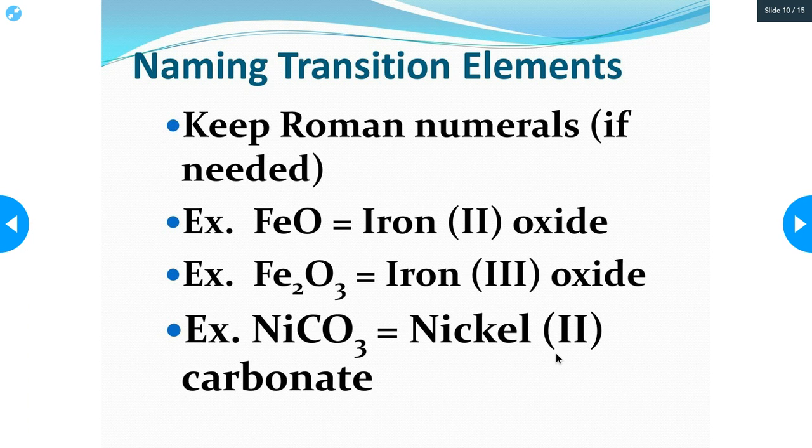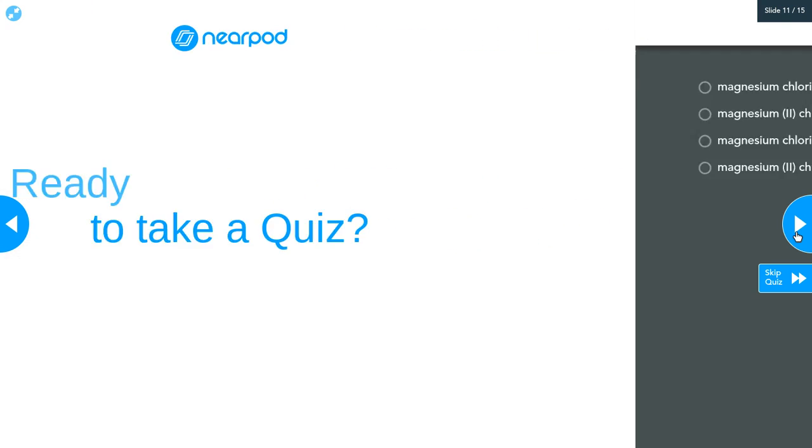Now, how do we know it's nickel 2? Well, because carbonate is a 2-, and so it's going to take 2 electrons. And so that means nickel had to give away 2 electrons because those formulas always have to cancel out.